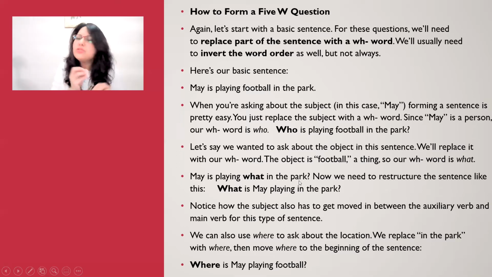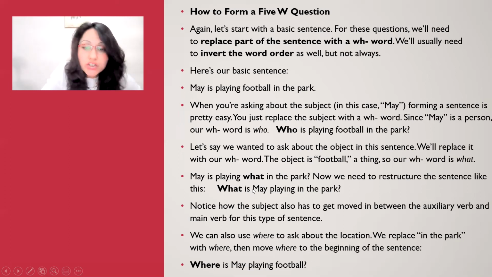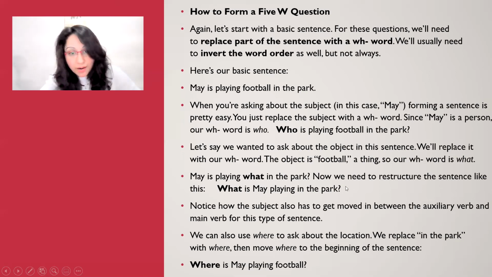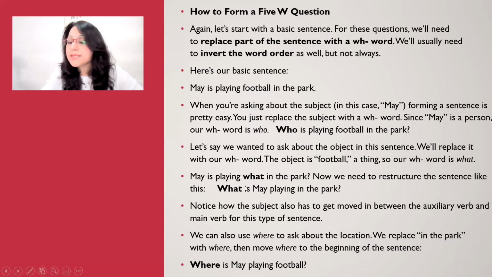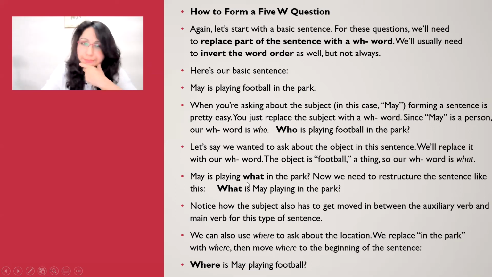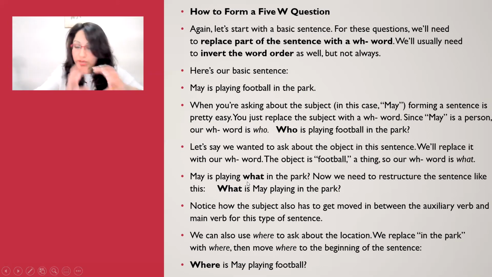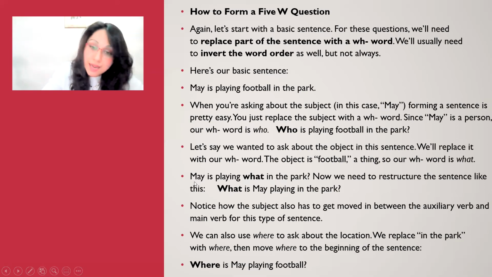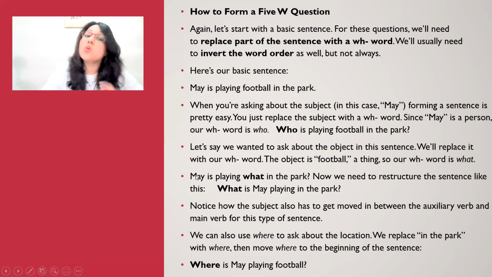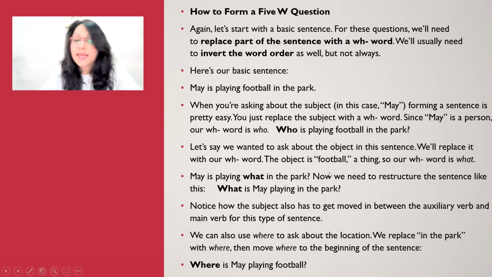Now, again, you need to restructure the sentence, okay? And how are you going to make it? So, what is May playing in the park? First of all, look at the sentence and replace the object with what: May is playing what in the park? And now you have to, like I said, restructure. So you bring your what at the start. So, what is May playing in the park?